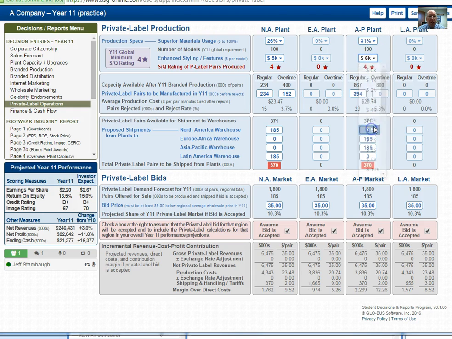Let's spend a little bit more money in features. Okay, there we go. So now I can bid in the markets, and it says that the bid has to be at least $5 below the regional average price in year 11. So it's going to tell me, I would have to go back and see what that regional average price was. And then I put my bid in there.